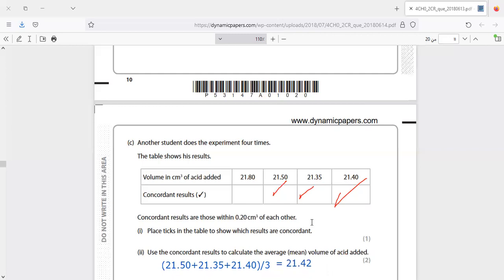So you understood what is the meaning of concordant result? The results that are close to each other. Yes, so this is called concordant result. Sometimes they ask you about anomalous result. By anomalous result, we mean the result which is far from most of the results. So which one is anomalous? 21.8, okay? So this is anomalous, but these 3 results are concordant.